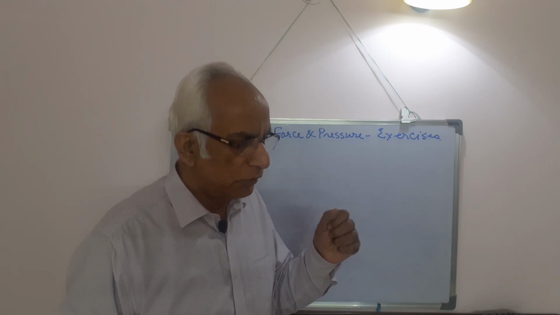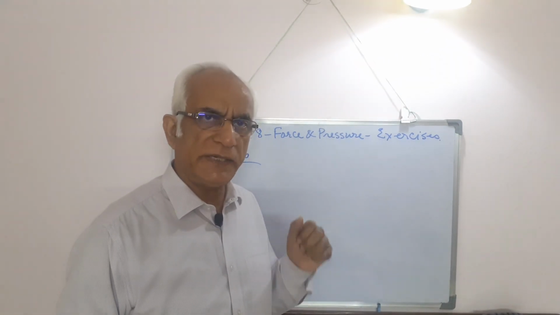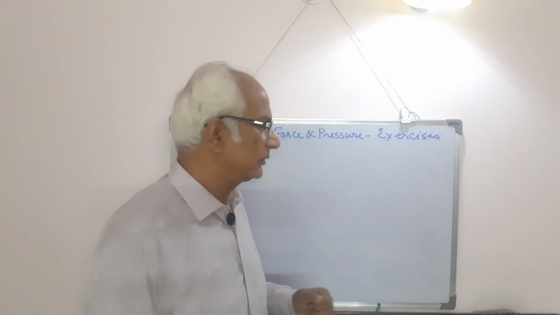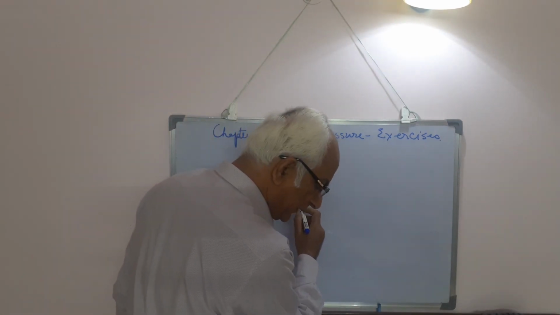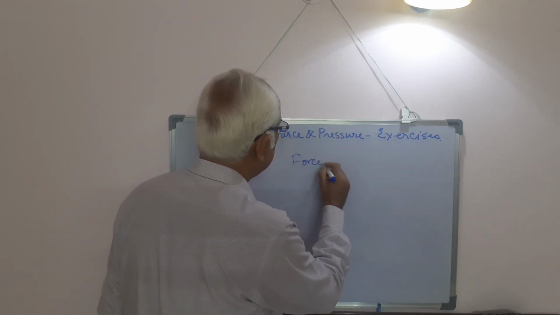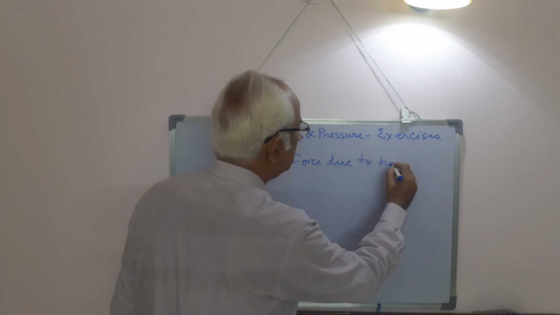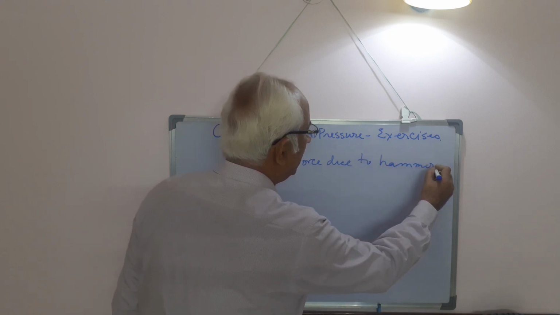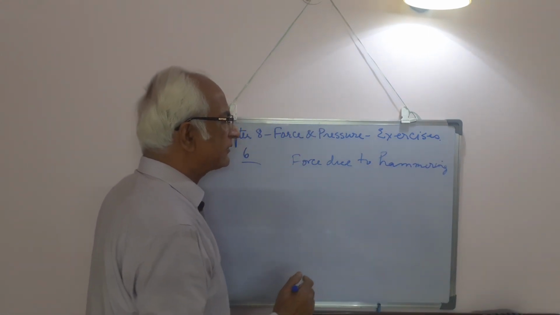He will heat the iron. When the iron is fairly hot, he will beat it. He will apply force. So when he applies force, the shape will change. So what we'll say? The force due to hammering. Hammering is a verb. Hammer is a noun, hammering is a verb.